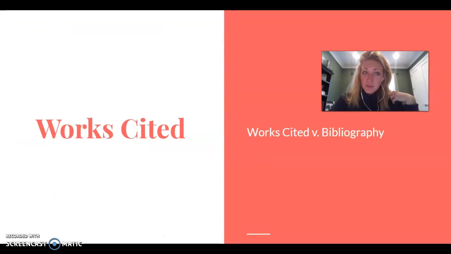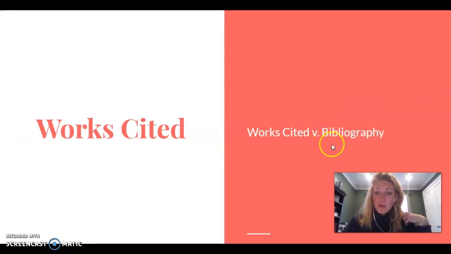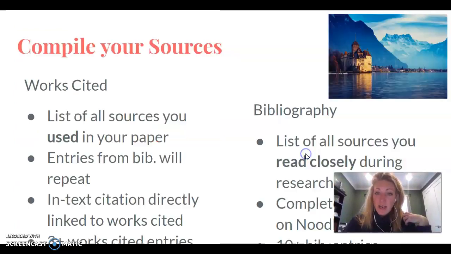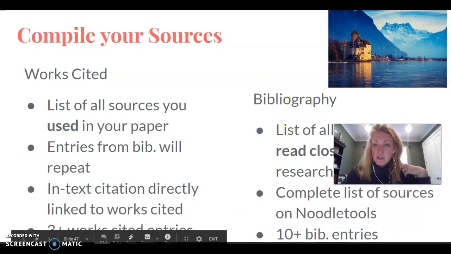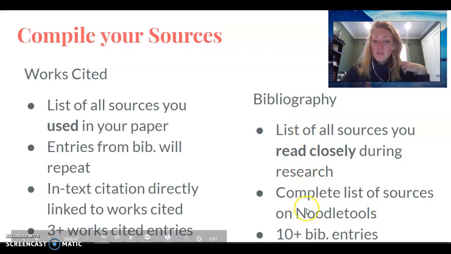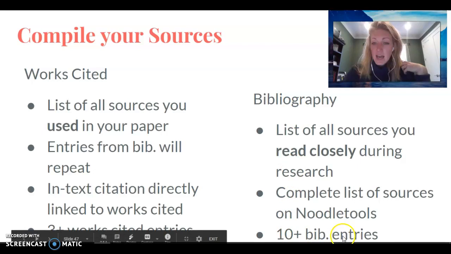Okay, last thing, our works cited. So we've already done our bibliography, and this slide is just a reminder of what's the difference between a works cited and a bibliography. Our bibliography is going to be a list of all of your sources that you have used. This is what we've been exporting from our Noodle Tools, and it protects you from plagiarism because it says everything that you've looked at. So you're going to have at least 10 entries in your bibliography, okay?